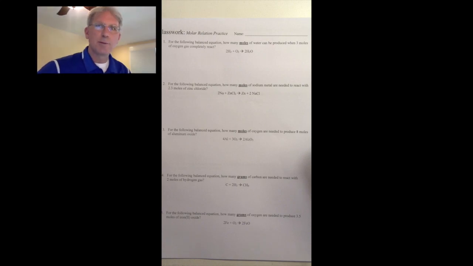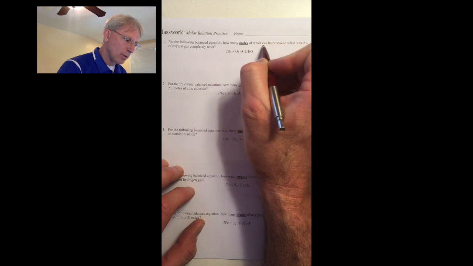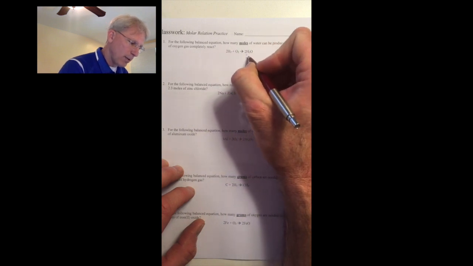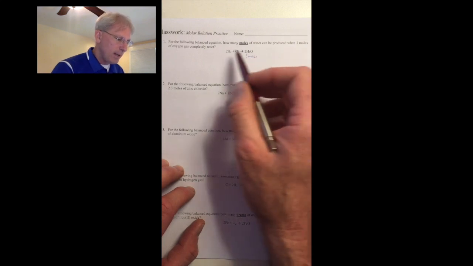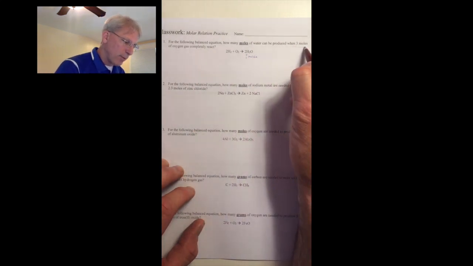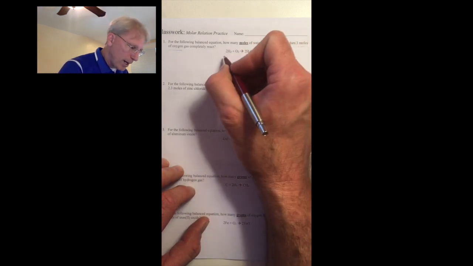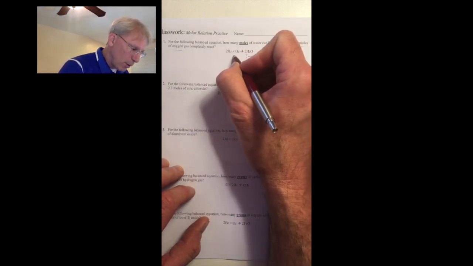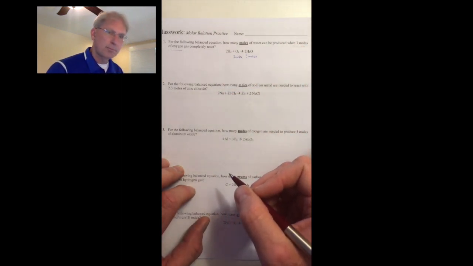Today we're going to look at some stoichiometry problems, and we're going to solve them using stoichiometry and molar relationships. In this first problem, we are asked how many moles of water. So I'm going to write a question mark down there, how many moles of water. And then we're told that we have 3 moles of oxygen gas. So I'm going to write underneath here 3 moles of oxygen gas.